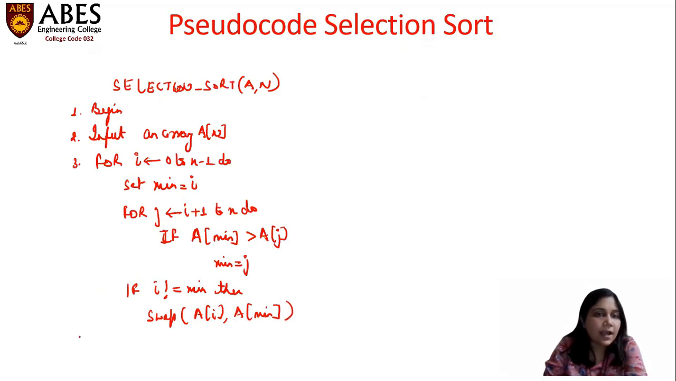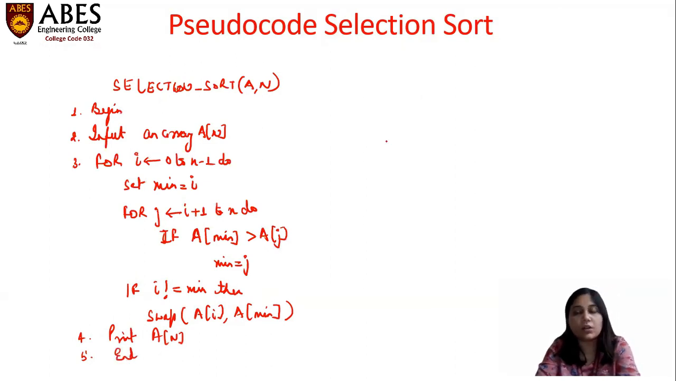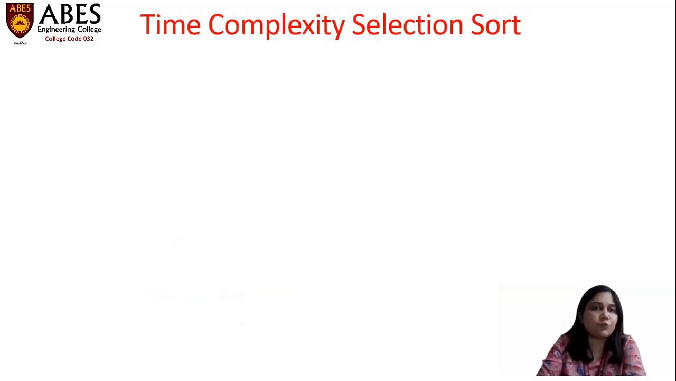Okay. And then at last, fourth, after ending this loop for i, I am going to print the sorted array, which is A of n. And in the fifth step, I'm going to write end. So this is how my pseudocode for selection sort works. From this pseudocode only, I can identify the time complexity.